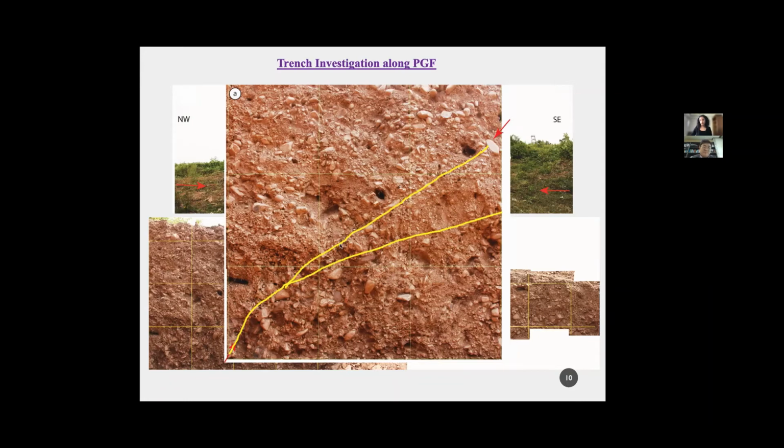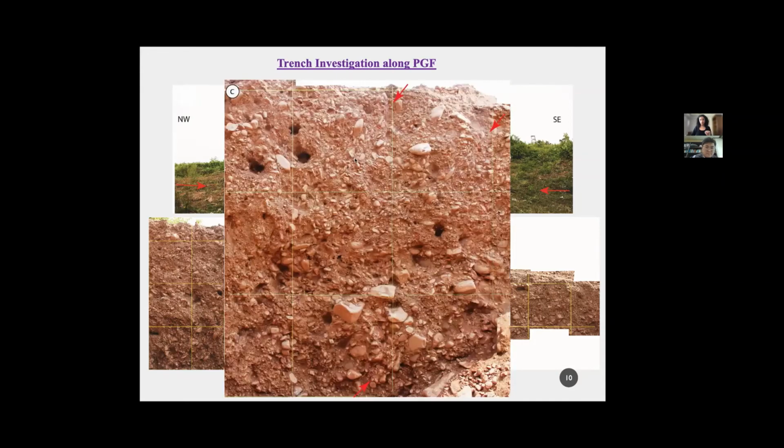And then this is the zoomed upper part of the trench. Here you can also see that the imbrications are coming right up to the surface. So the pebbles are aligned here. So the fault has ruptured to the surface. Here also you can see that. So based on this, we have identified the fault trace.